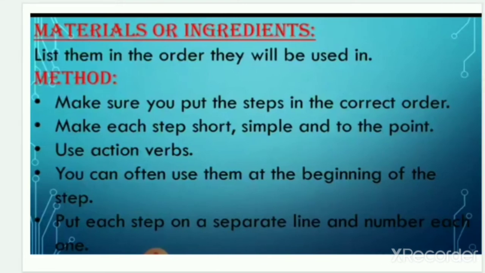Next we have the materials. What are the materials, the apparatus or the ingredients we are going to use in this? We will list them in the order they will be used. If we are going to take a conical flask or a beaker or a bucket or a mug or a bowl or a spoon, or any other ingredients, we are going to write them in this topic.